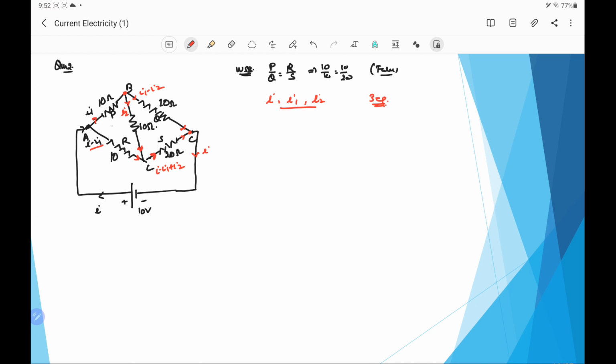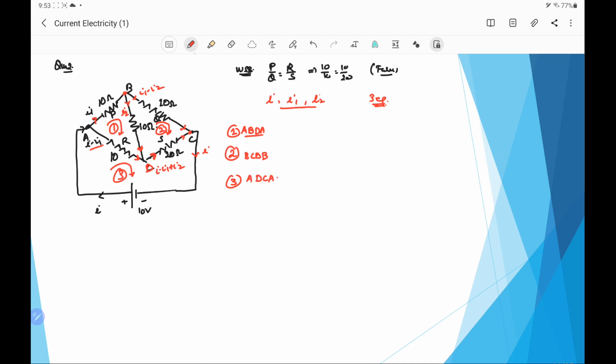Therefore, we choose loops. Loop number 1, A, B, C, A. Loop number 2, and we will move in clockwise direction, B, C, D, B. So there are the loops: A, B, D, A, this is the loop number 1. Similarly, we take loop number 2, that is B, C, D, B. And then the third loop, we will move in clockwise direction, and it is A, D, C, A.